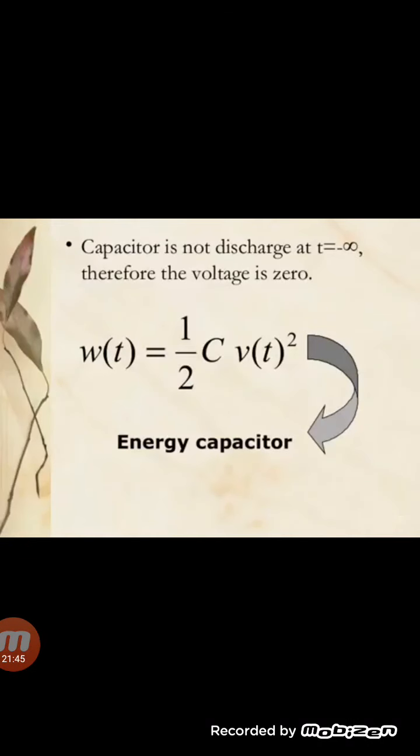And the capacitor is not charged at t equal to minus infinity, therefore the voltage is zero. So the energy of the capacitor can be derived from here as W of t is equal to half C v of t whole square. This is the energy of the capacitor.